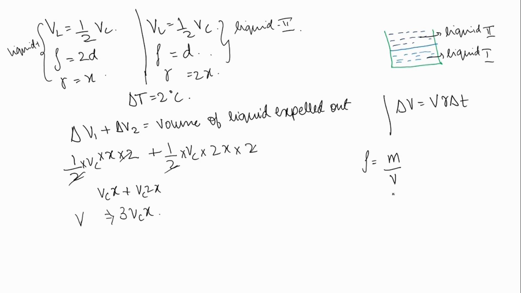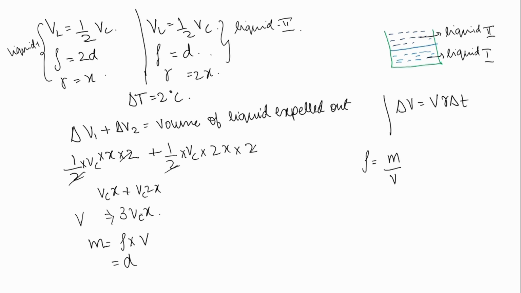We know density is equal to mass by volume. So mass is equal to density into volume. Density of liquid 2 we should consider because it is going to get expelled out. So density of liquid 2 is D into volume which is getting expelled is 3 Vcx.